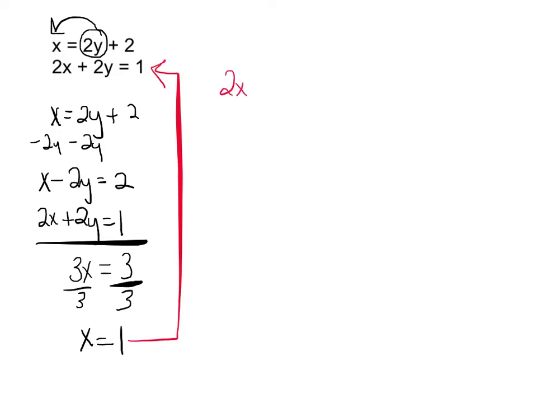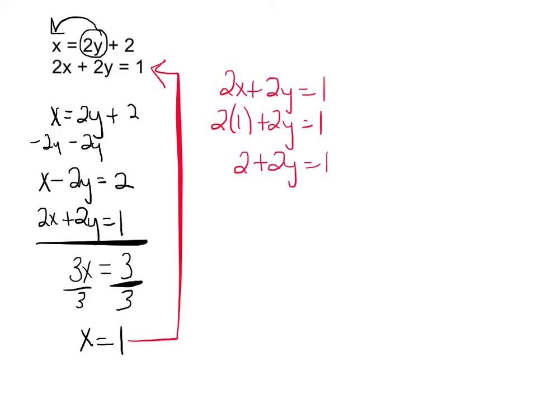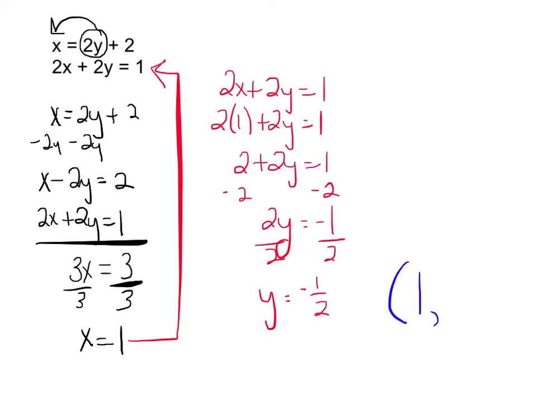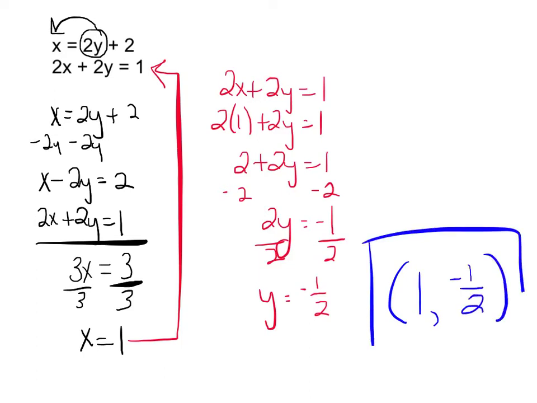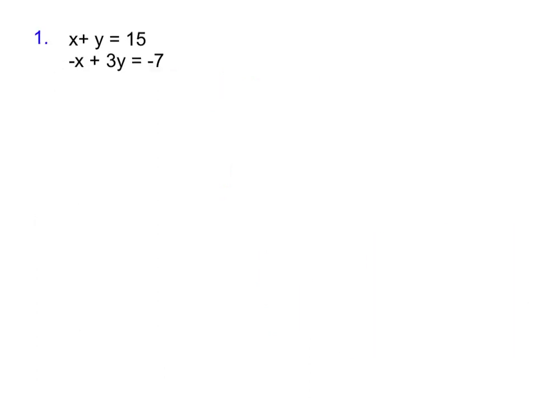So 2x plus 2y equals 1. I'm plugging it in for x. So that'd be 2 plus 2y equals 1. Subtract 2 on both sides. 2y equals negative 1. Divide by 2. y equals negative 1/2. Therefore, my final answer is my x value is 1, my y value is negative 1/2. So that is my answer.